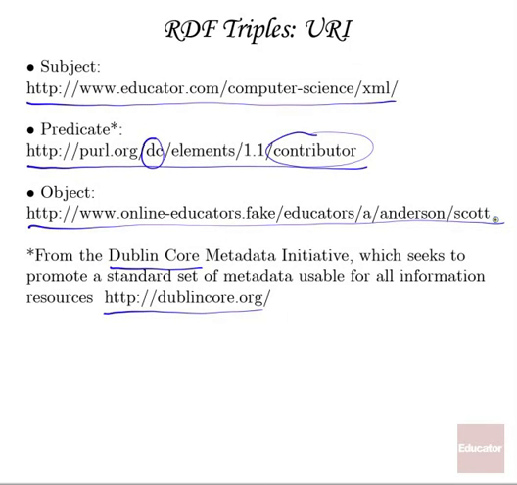This is not a real web resource or web area, but it might be a central database somewhere of online video educators, and then I would be part of that. So using URIs, we can create this RDF triple, and that allows us to express the concept that educator.com's XML course has a contributor named Scott Anderson, and that way we can put it in a way that we know the computer already understands. The computer already knows how to process a URI, and now we have this semantic idea expressed in terms that the computer can read.